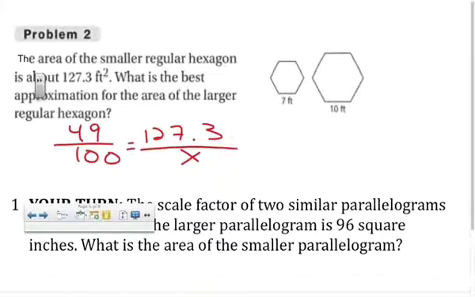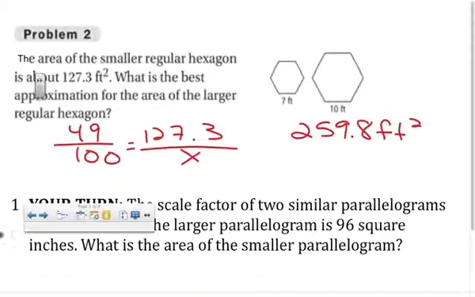And since the area of the smaller hexagon is rounded to the nearest tenth, I would say it would be proper notation to approximate the larger area also to the nearest tenth, so 259.8 square feet.